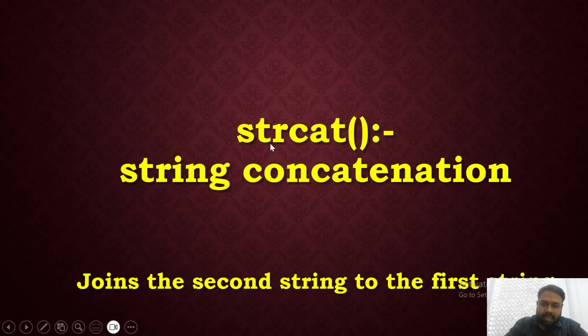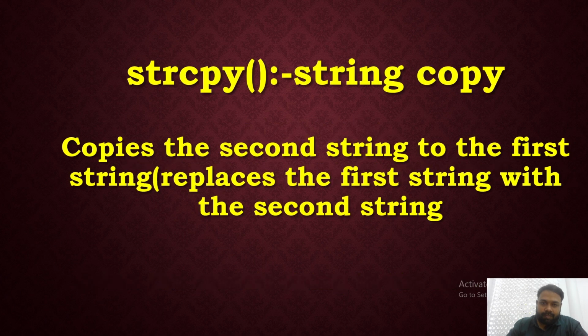The next one is strcat, which is nothing but string concatenation, which joins two strings. Simply put, the second string is joined to the first string. And the last one is strcpy, string copy, which replaces, overriding the first string with the second string. That is about all the string handling functions.